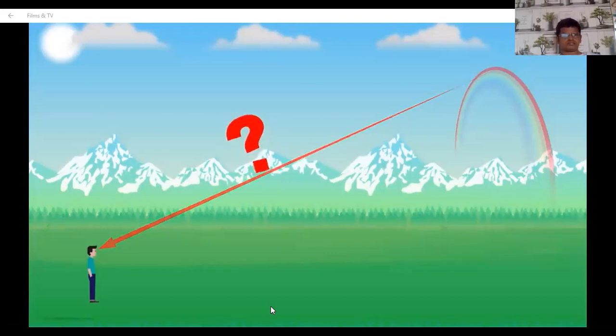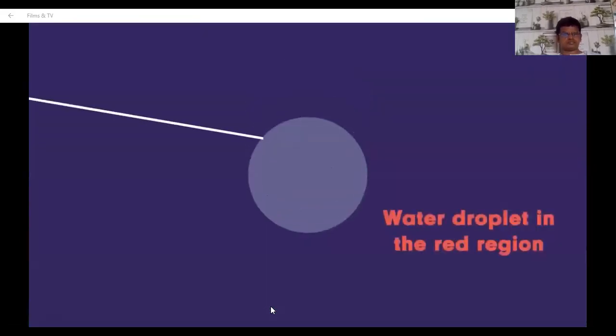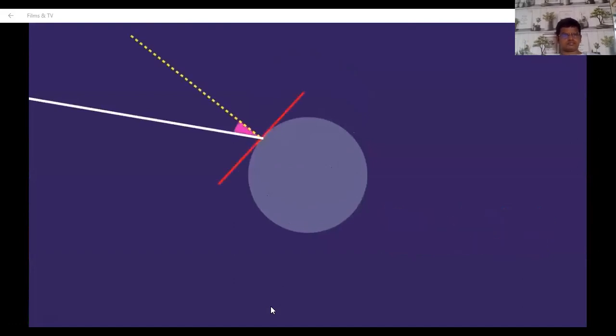In order to understand this, let's consider a single water droplet from this red region and suppose the white sunlight is incident at this point on it. The angle at which the light is incident is very important, and I will tell you why in a little while. It will reflect some of the light at the boundary and refract some of it. The reflected light is white light again, and it's going away from our eyes. So we ignore this as this light does not help in forming rainbows.